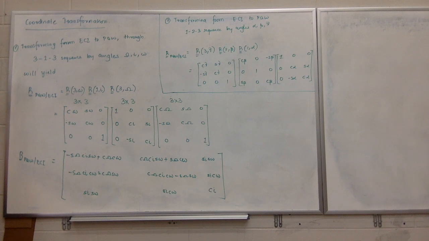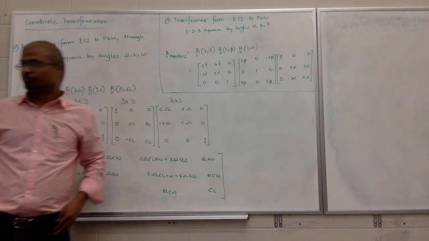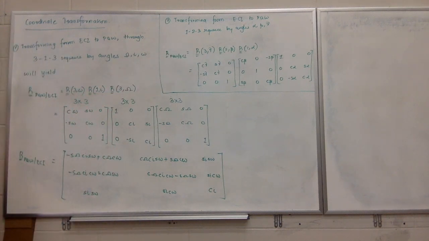1, 2, 3 is not a symmetric sequence. You cannot repeat. Then it's going to be 1, 2, 1; 1, 3, 1; 2, 1, 2; 2, 3, 2; 3, 1, 3; 3, 2, 3. So 6 symmetric sequences.